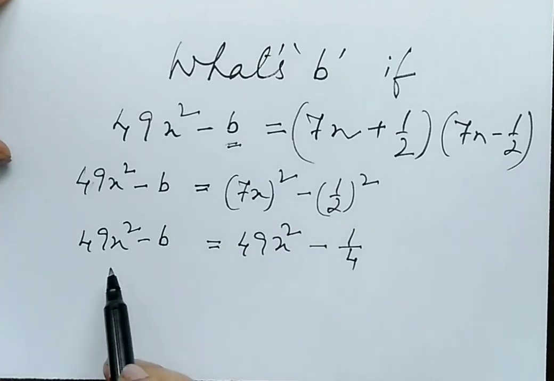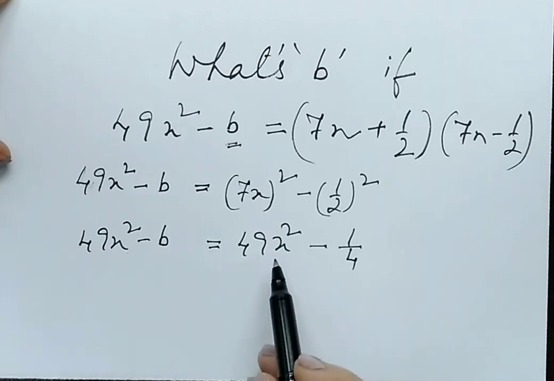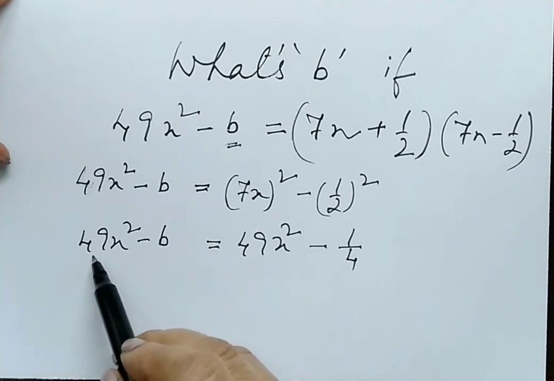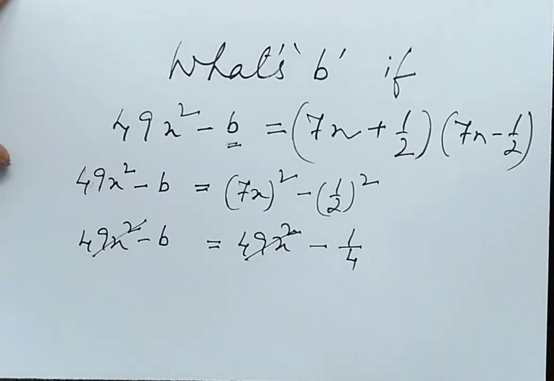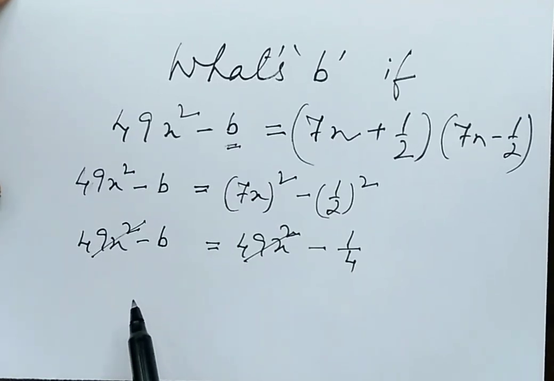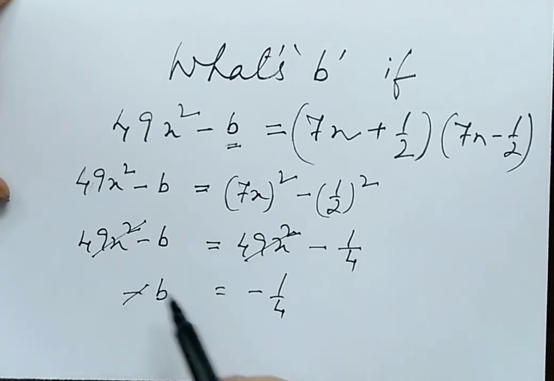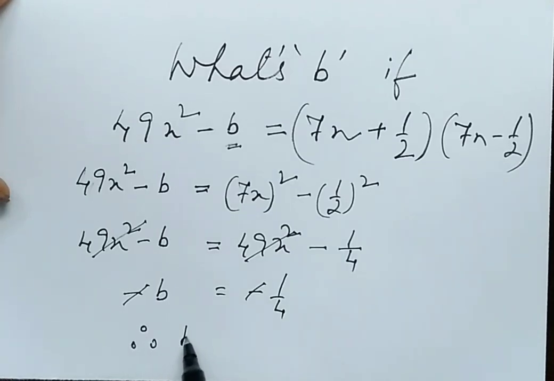So if you can see that on the LHS, that is left hand side, we have 49x², and on the right hand side too we have 49x². There is a rule in linear equations that we can cancel both sides. It doesn't alter the balance of LHS and RHS, which means we are left with minus b here and here minus 1 by 4, correct? So minus minus also we can cancel, which means therefore b has a value of 1 by 4.